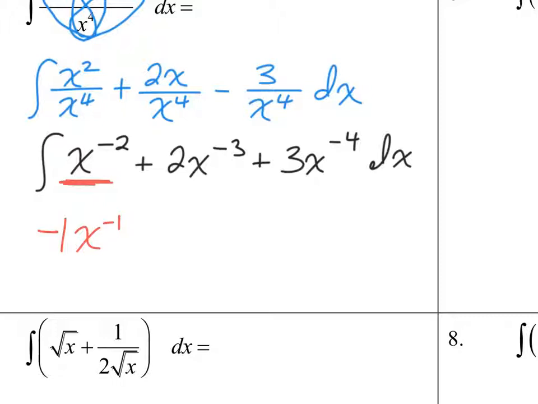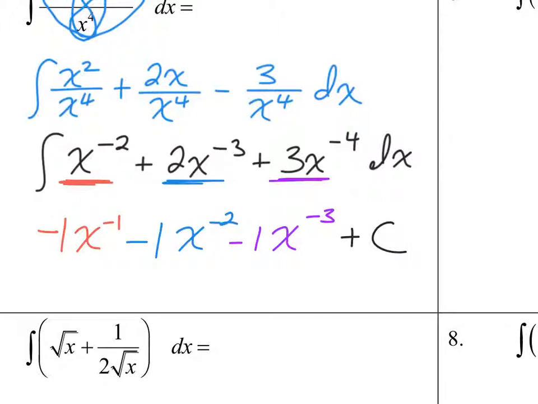All right. For the second one, increase the exponent by 1, x to the negative second. Divide the 2 by a negative 2, and you're getting a negative 1. For the last one, increase the exponent by 1, x to the negative third. Divide the 3 by a negative 3, you get a negative 1 plus c. All right, you can clean it up if you want. I've never lost sleep over that kind of thing.